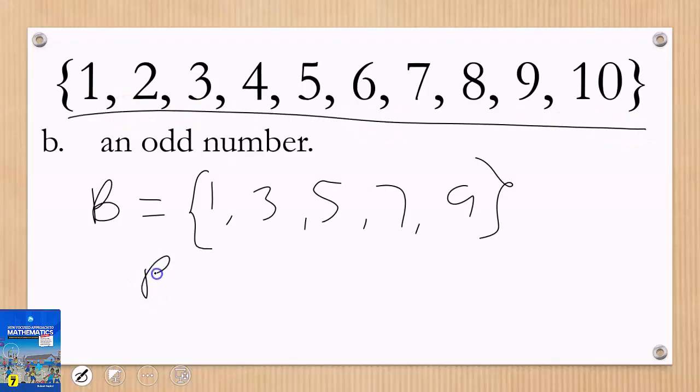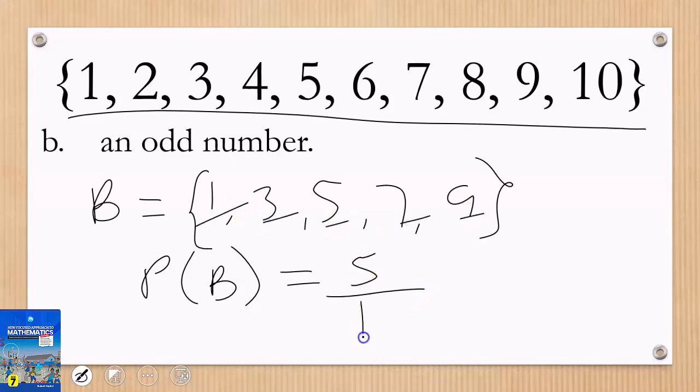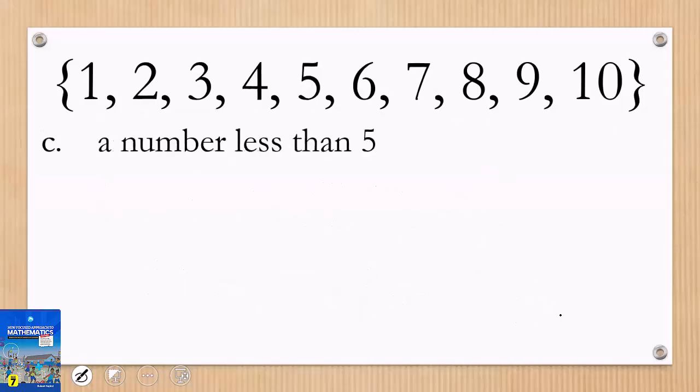So again, the probability of finding an odd number is the number of odd numbers, which is 1, 2, 3, 4, 5, divided by the sample space, which is 10. Here we reduce it to the lowest form as 1 over 2. So the chance of picking an odd number from 1 to 10 is 50%. That is half.